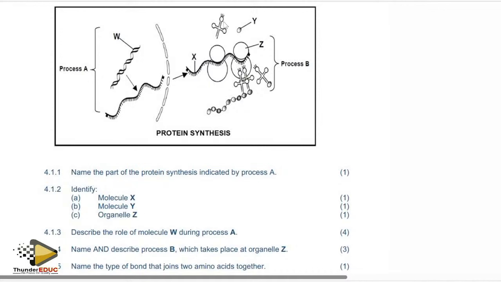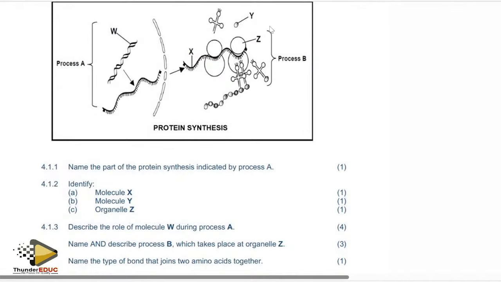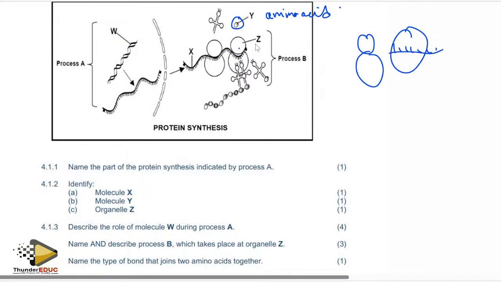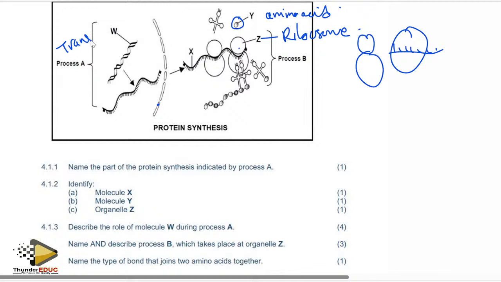When they give you such questions, guys, what you're supposed to do is to first label. What is this circle? The circle is amino acid. What is this? Remember I told you that if you find a big circle with something on it, that is a ribosome. Therefore, Z is the ribosome. Then process B, remember this is the nucleus. See the membrane? I told you that. So that's the membrane. So automatically this is transcription, while process B is translation.